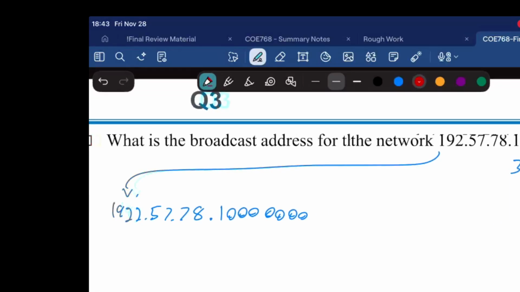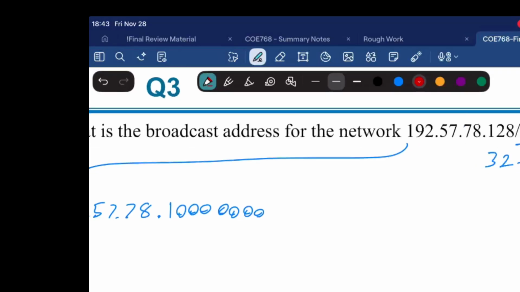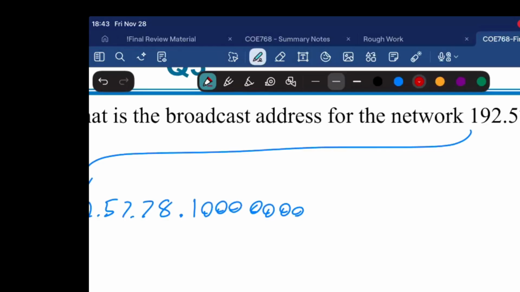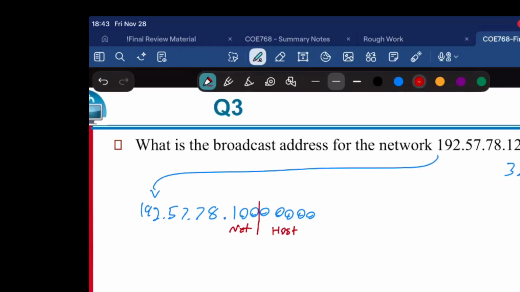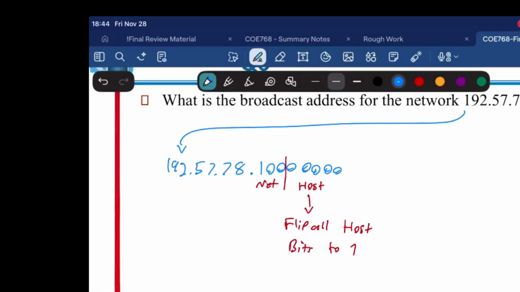From here, we zoom in, we figure out that there's 5 bits that are assigned for the host. Therefore, we can draw a little imaginary line here, signifying that this is the host side and this is the network side. And here we're not trying to find how many IP addresses there are, but to find the broadcast address for a network, what you do is take all of the host bits and you flip them to 1. And once you do that, you will be presented with your broadcast address for that network.